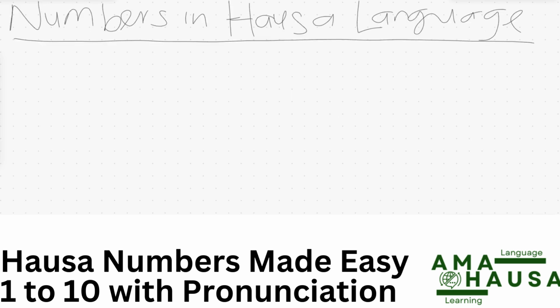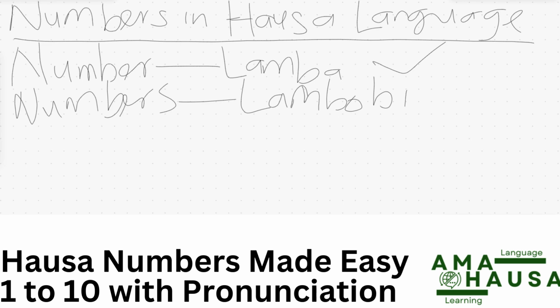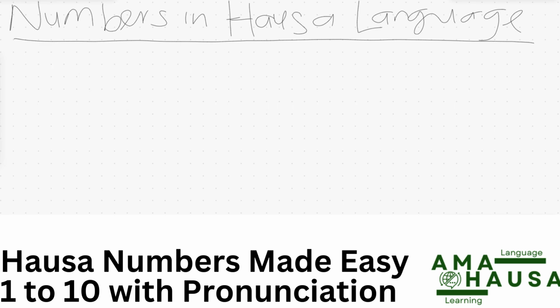Before we continue, the word number in Hausa is called lamba. So this is lamba. And the plural form, numbers, is lambobi. So the singular is lamba and the plural is lambobi. So let's look at lambobi in Hausa.